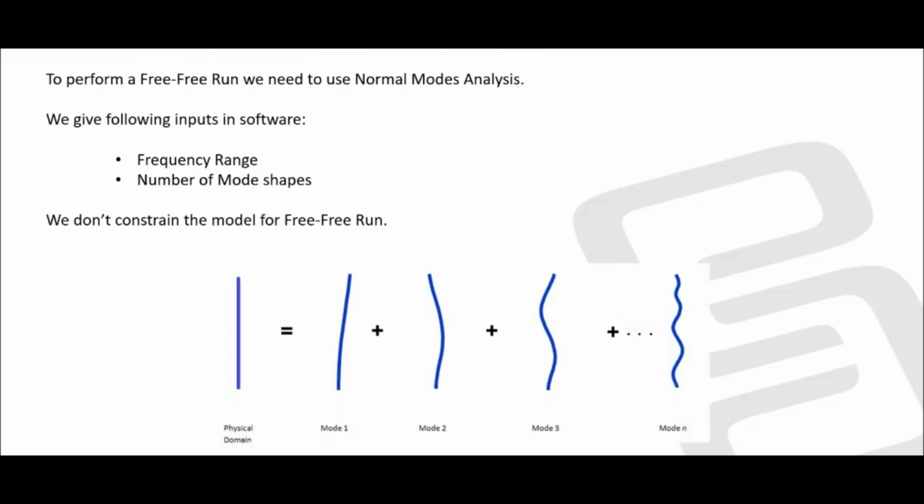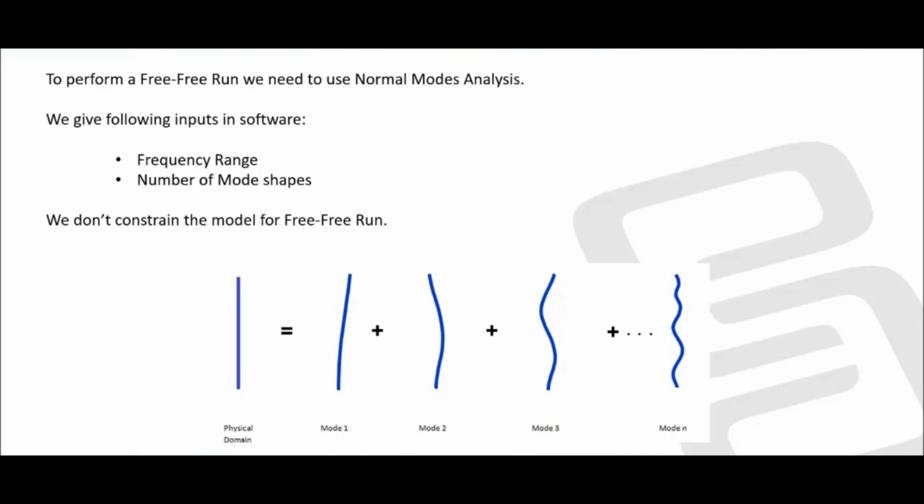For any physical domain, let's say any component, there are n number of mode shapes, which is infinite. So how many mode shapes do you want to see? That number you have to define to the software. For free run, that number is completely arbitrary. You can give any number you want. It is recommended to give a number of more than 6. Once you give a number of more than 6, I will show you these mode shapes.